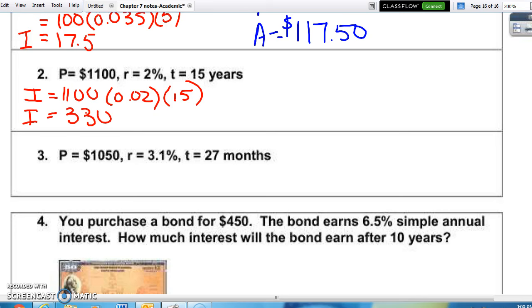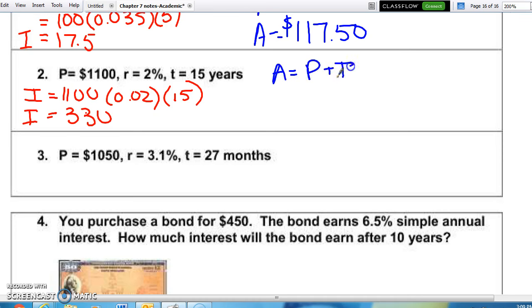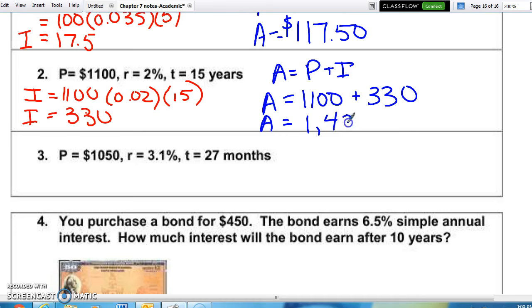Now we have to find the balance. So going through finding the balance, A is equal to the principal plus the interest. Our A is unknown, but our principal is 1,100 and our interest is 330. When we add those together, we're going to get $1,430 for our balance.